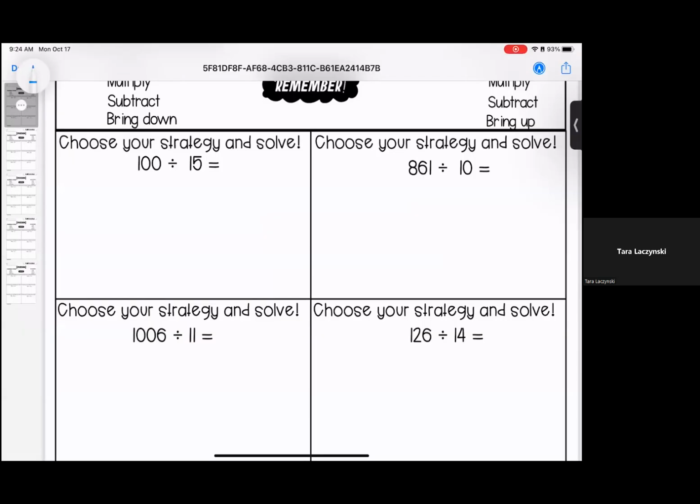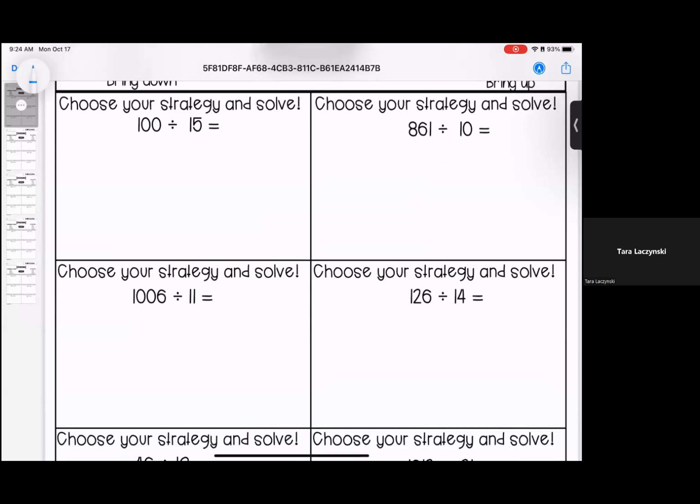All right, so faces, we are reviewing how to divide by two-digit numbers this week. Remember that you can do this in box or traditional. I'm going to start with traditional, but I will do a video for both. So let's set this up. Our larger number goes inside the house, smaller number outside.